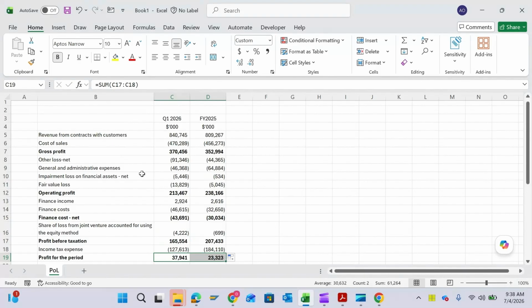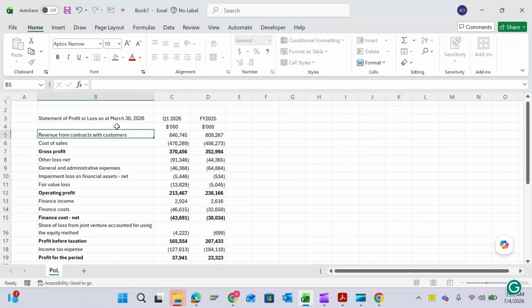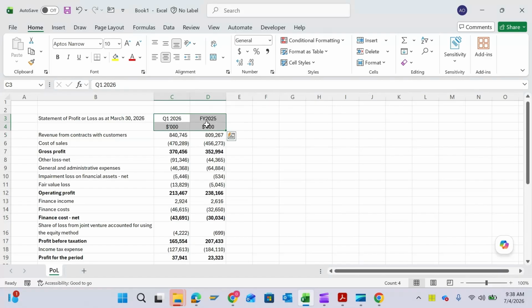So yes, let us not forget, we need to let them know what we have. This is the statement of profit or loss as at March 30, 2026. So we have this. Can make this bold.